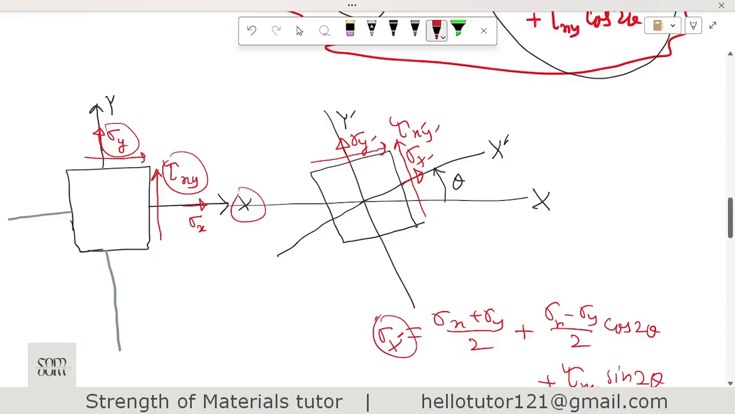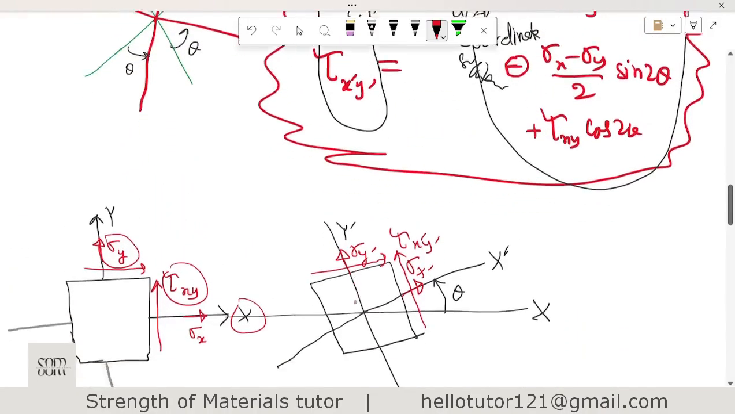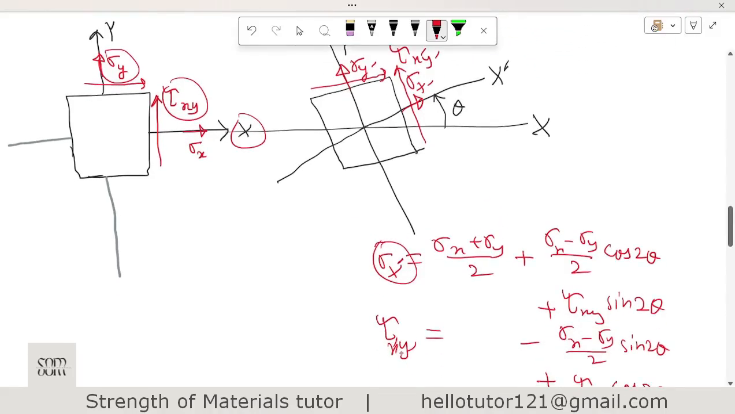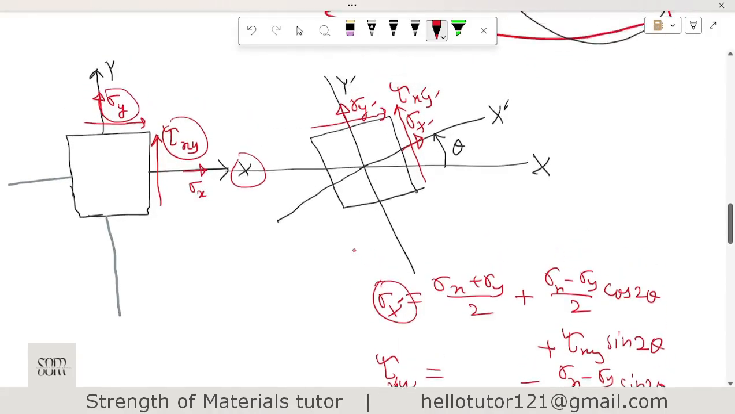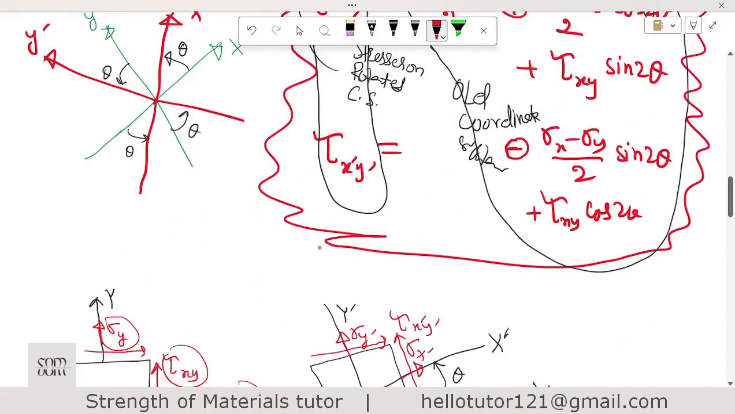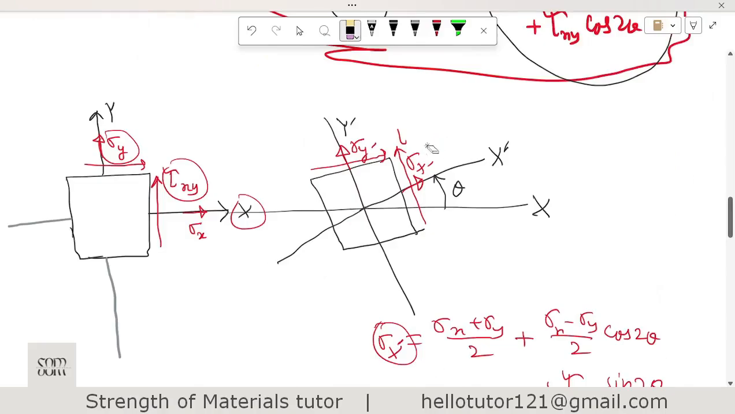Rotated in this way. Now the question is, you found sigma x prime and tau x prime y prime, but what about sigma y prime? So I will show it here. Let me erase all of this.